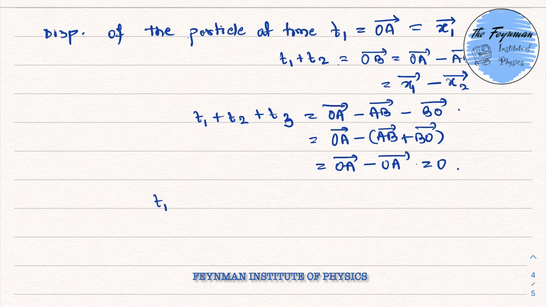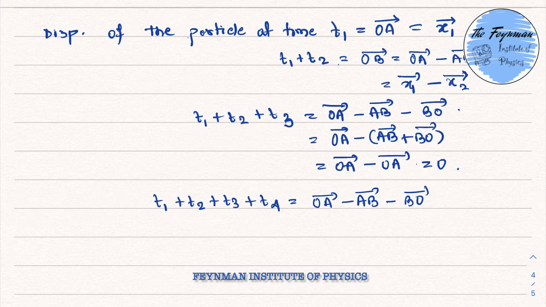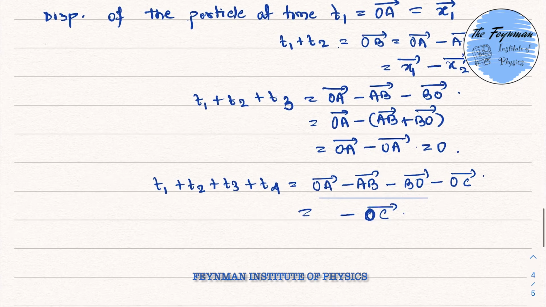But suppose we want to find the displacement of the object at time t1 plus t2 plus t3 plus t4. Then we can find that the displacement of the object is OA minus AB minus BO minus CO. So obviously this part will be 0. So ultimately the displacement of the object, sorry, it should be OC because the particle is moving from O to C. So ultimately the displacement of the object will be OC. The particle is moving from O to C. So it is equal to minus x4.